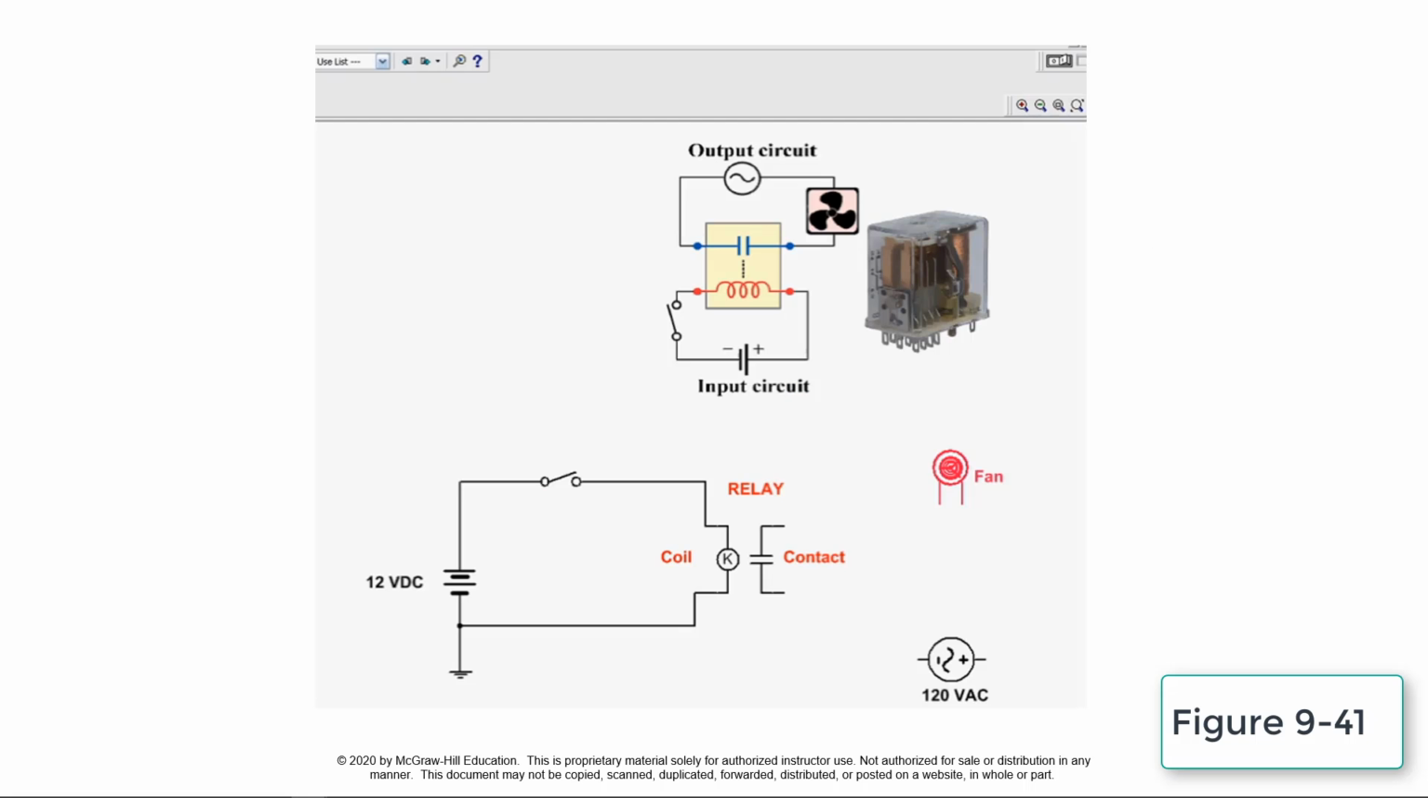This is a simulation of the operation of an electromagnetic control relay. The input control circuit has been pre-connected and consists of the DC power source, control switch, and the electromagnetic relay coil connected in series. The output load circuit is shown being connected with the AC power source, normally open relay contact, and fan blower motor in series.